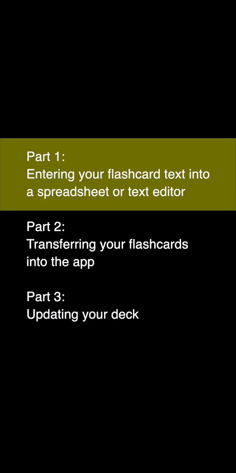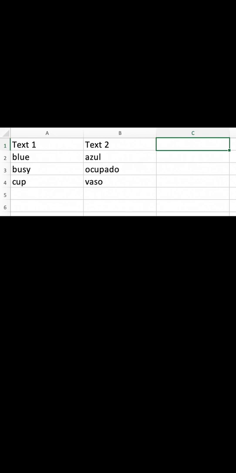Entering your flashcard text into a spreadsheet or text editor. Let's go to a spreadsheet now and take a look at the format. Column A is the question, and column B is the answer. The top row is a special header row that tells the app what's in each column. Text 1 is the text to show on side 1. Text 2 is the text to show on side 2.